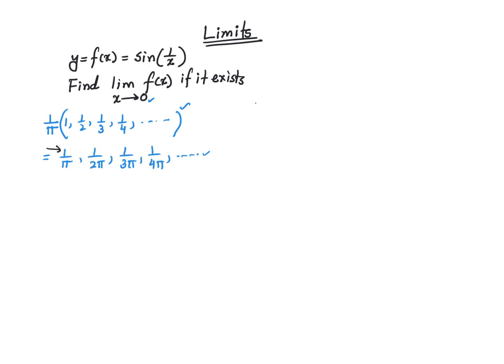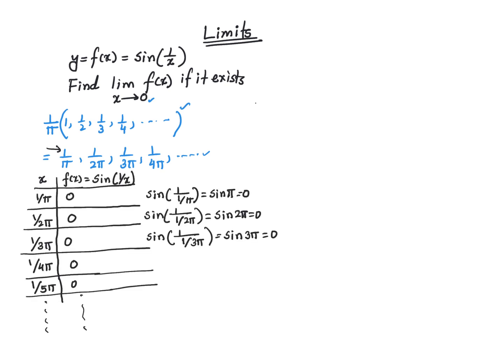So let's just create a table. As you can see in this table, as we go through the sequence, when x is equal to 1 over pi, we get sine of 1 divided by 1 over pi. If we simplify it, we get sine of pi, which is 0. Similarly, when x is equal to 1 over 2 pi, sine of 1 divided by 1 over 2 pi is sine of 2 pi, that is 0. In exactly the same way, sine of 3 pi is equal to 0, and you're going to get sine of 4 pi, sine of 5 pi, and so on. So all of these give me an output value for this function of 0.